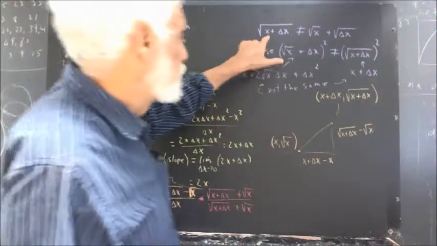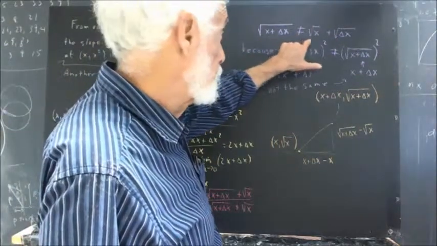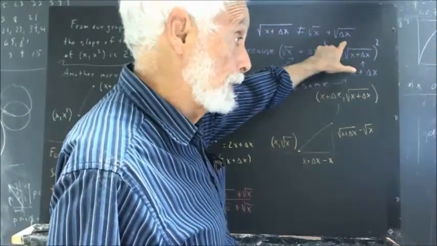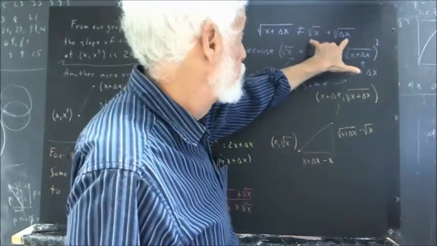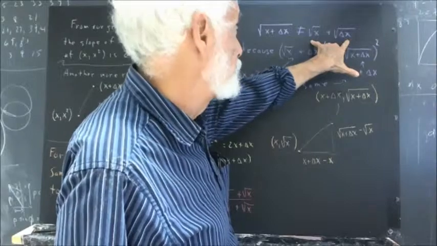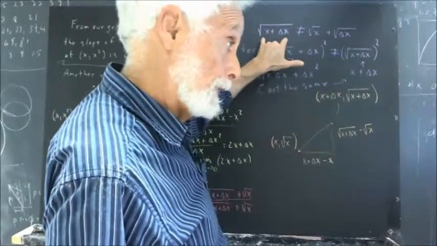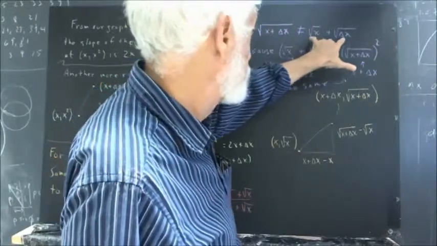To see why the square root of x plus delta x is not equal to the square root of x plus the square root of delta x, all we have to do is square this and see that it's not equal to x plus delta x. Now, a little more formally, let's square both sides.